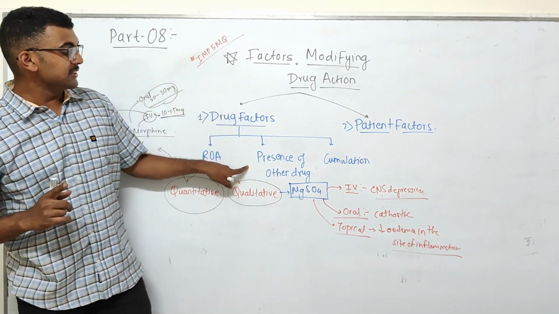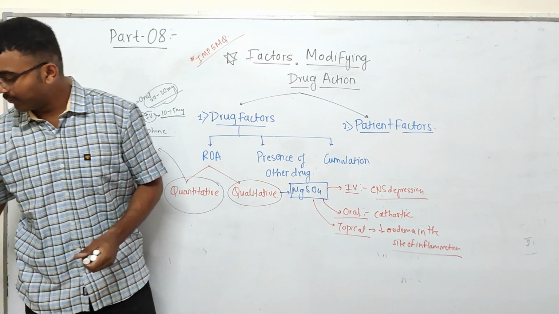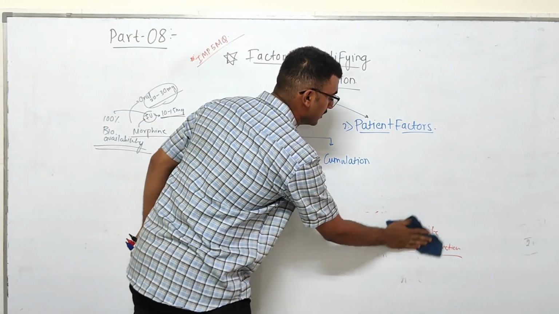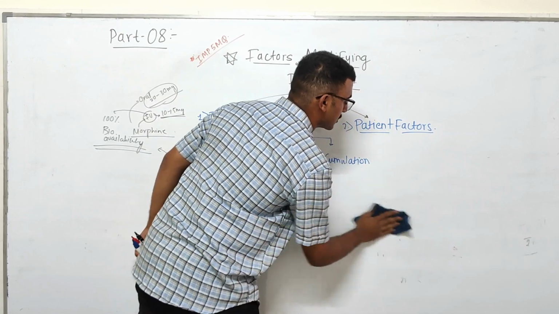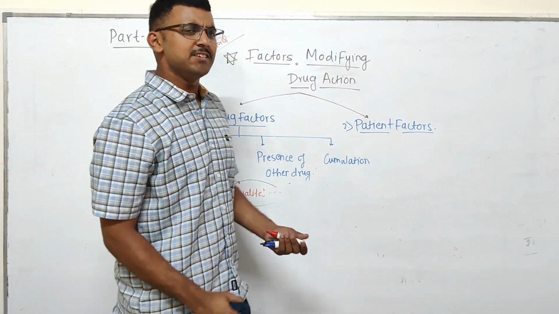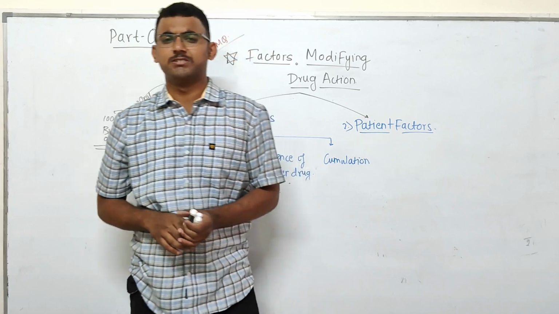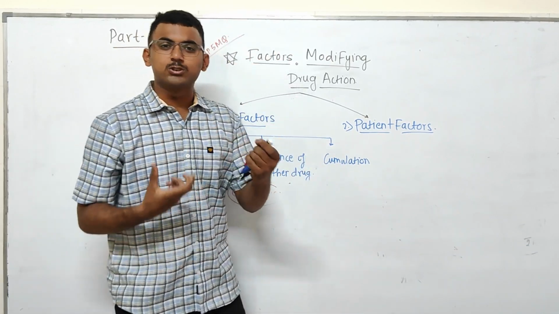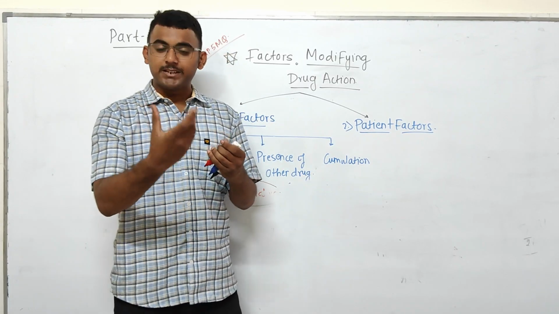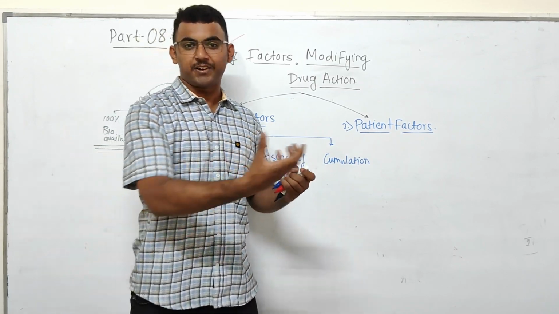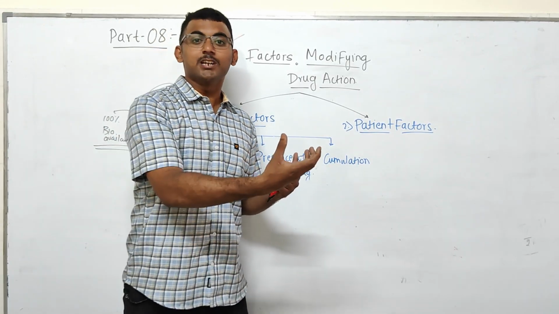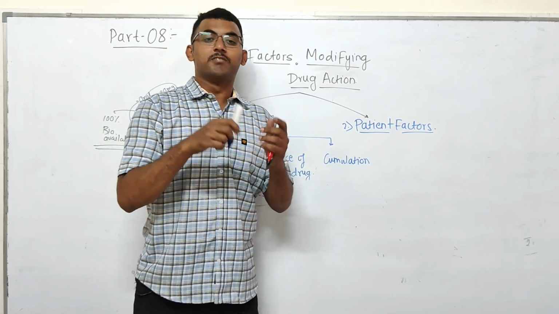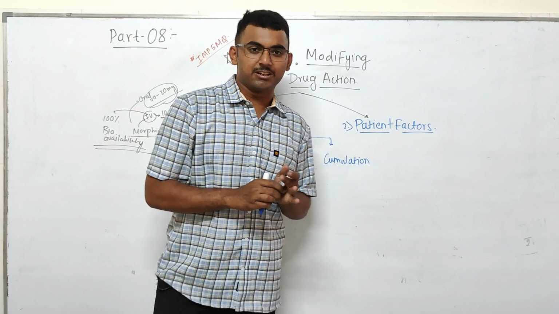Now here is presence of a drug. Now we are going to discuss the presence of a drug. For example, when you are going to administer two drugs together, we have already discussed this in the previous lecture, I'm just revising it for you. When you give two drugs together, it might increase the effect or it might decrease the effect of a particular drug. Remember that example which I have given, right?